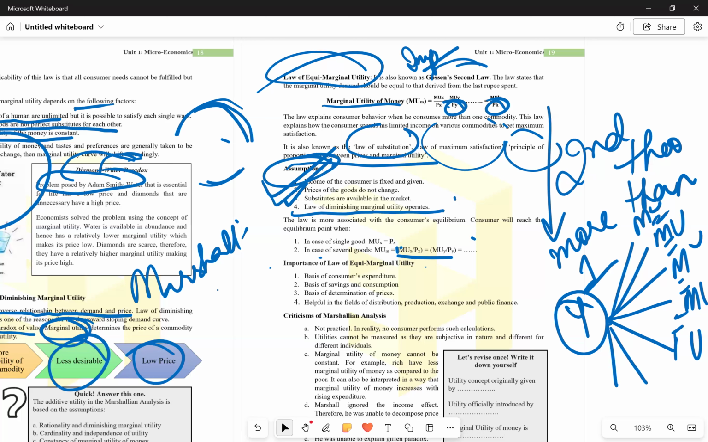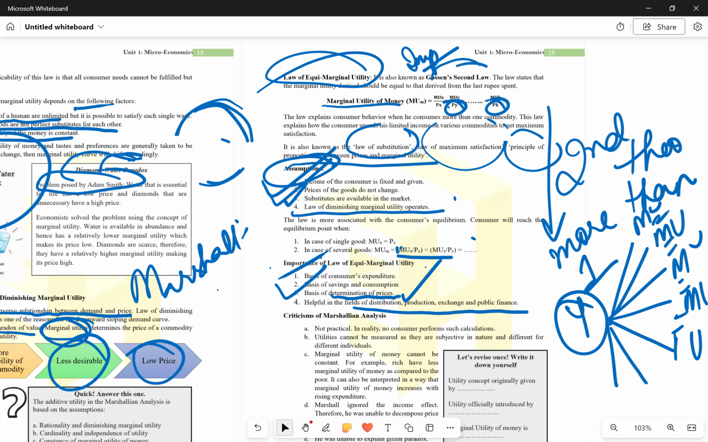Okay. Now, what is the importance of it? It helps in identifying the consumer's expenditure, in the sense of how much a consumer is willing to spend on different commodities. It also helps in estimating whether there are savings or how much is the consumption in the economy. Then, on the basis of how many commodities a person is actually willing to consume, it will determine the prices. And then it helps in distribution, production, exchange, and public finance.